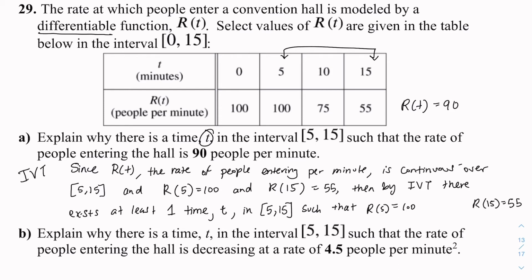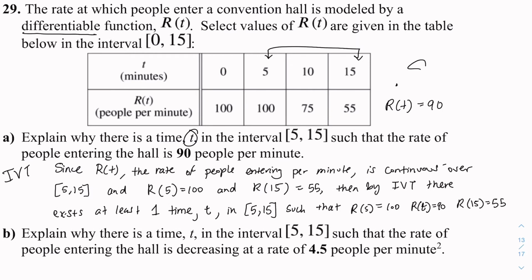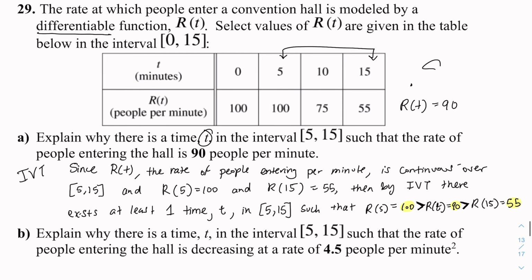And I know that 90 does fall between the two. Looking at the numbers, 100 is greater than 90 and 90 is greater than 55. You need these numbers. 90, whatever you're looking for, must be between these numbers. Otherwise, IVT doesn't work. And we're done. Not bad at all. Let's move on to part B.